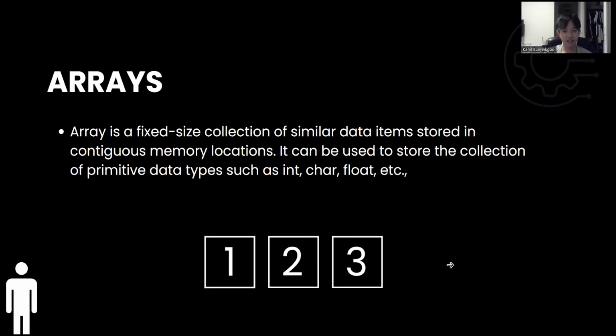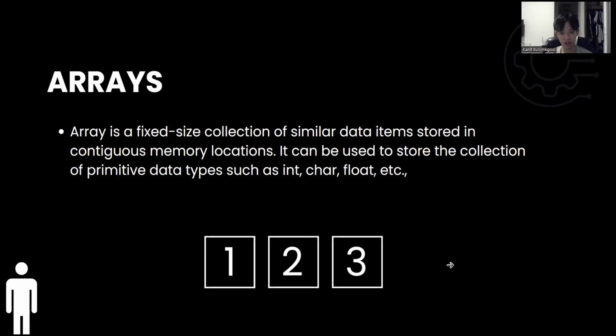An array is a fixed-size collection of similar data items stored in contiguous memory locations. It can be used to store a collection of primitive data types such as int, char, float, and others. We can change the data in an array, but we can't change the size because an array is a fixed-size collection, right? So the size can't be changed from the first time that you assign it.